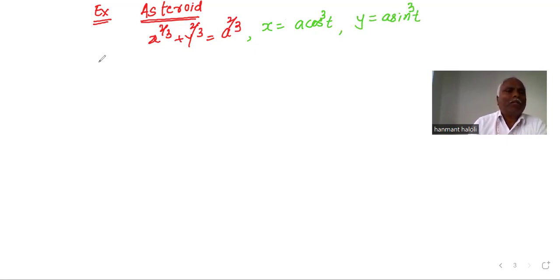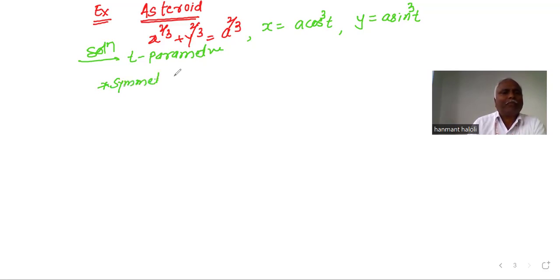Now here we have t as a parameter. Now, how to construct such curves? First point, check symmetry. In symmetry, we have rules. If you replace t by minus t, that is odd or even type, odd functions or even functions.